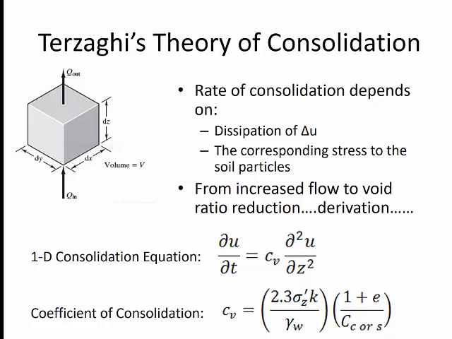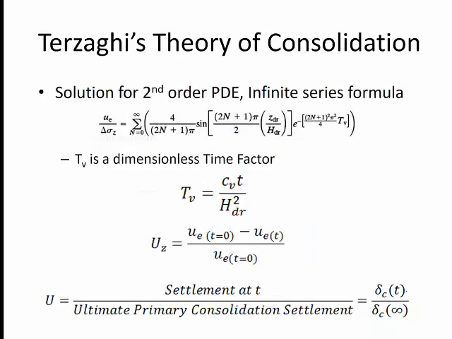And all of that put together, Terzaghi came up with a theory that says that one-dimensional consolidation is essentially the partial derivative of the change in pore water pressure with respect to the change in time, equal to the second derivative of the pore water pressure with respect to height, which we talked about as the drainage path, multiplied by some constant called the coefficient of consolidation. This can be estimated by this equation here or determined in a laboratory setting. And we're going to determine it in a laboratory setting.